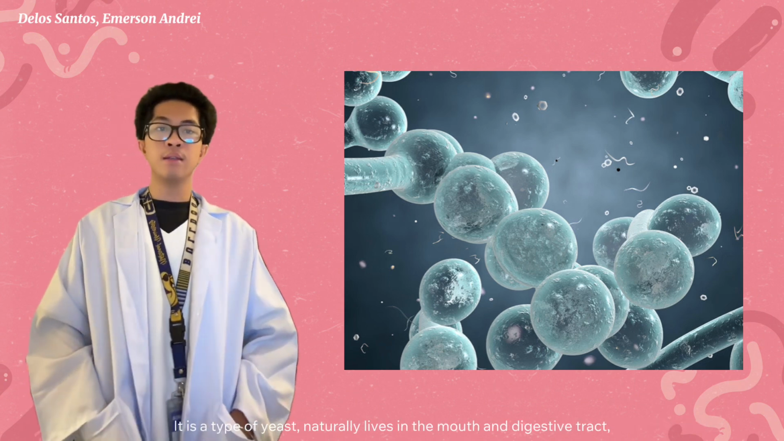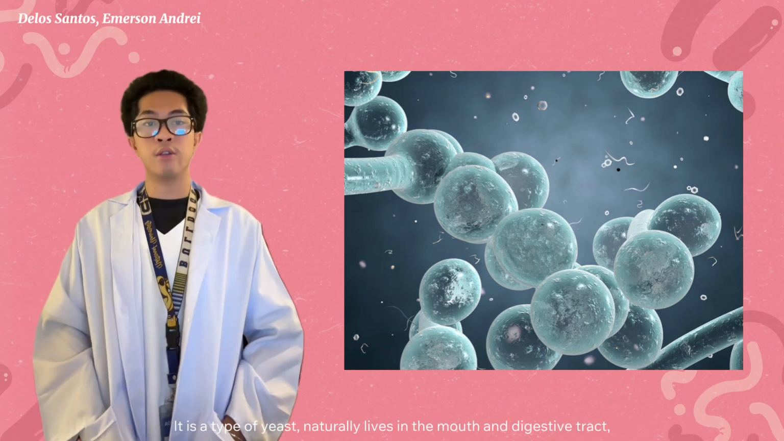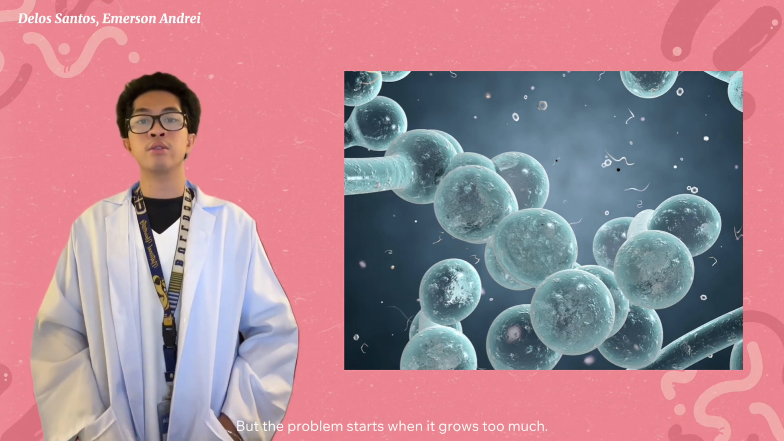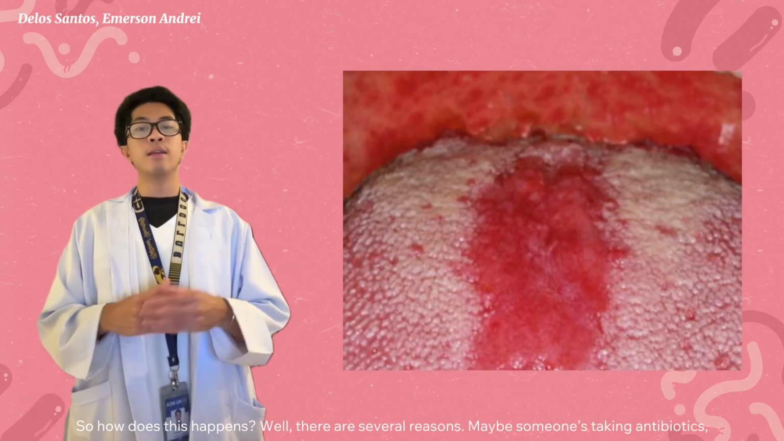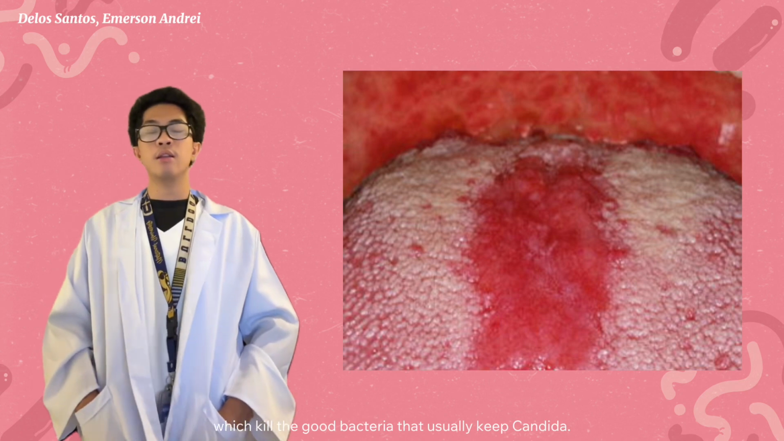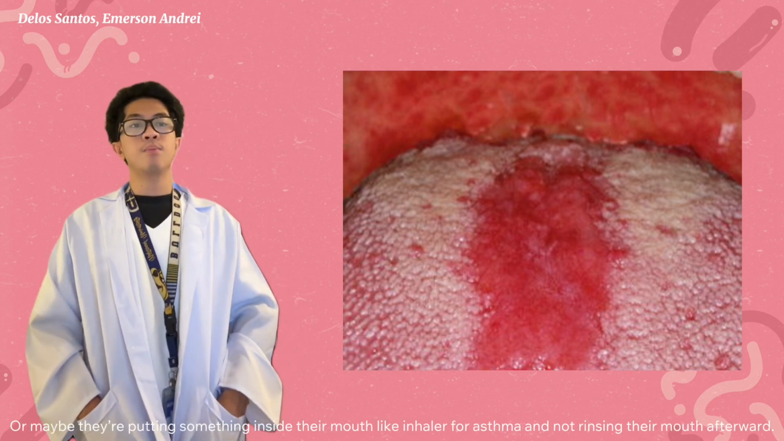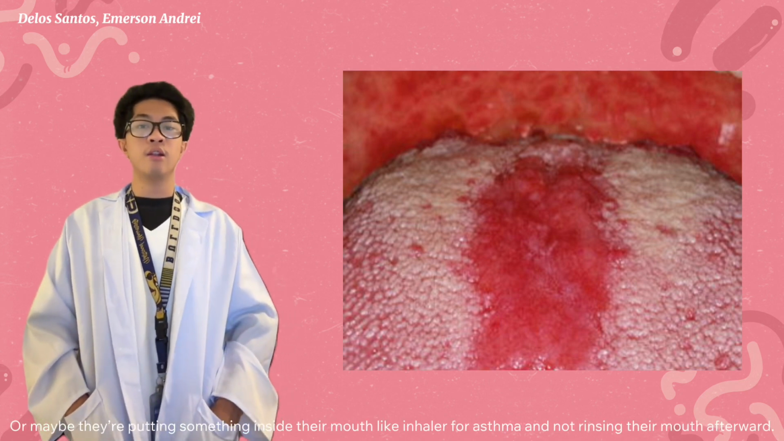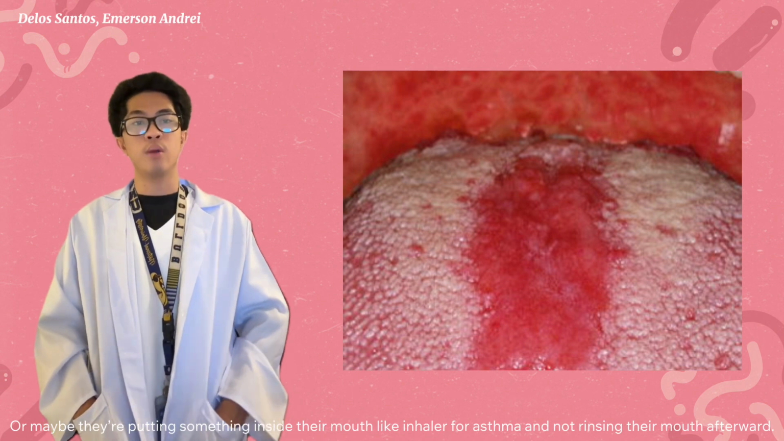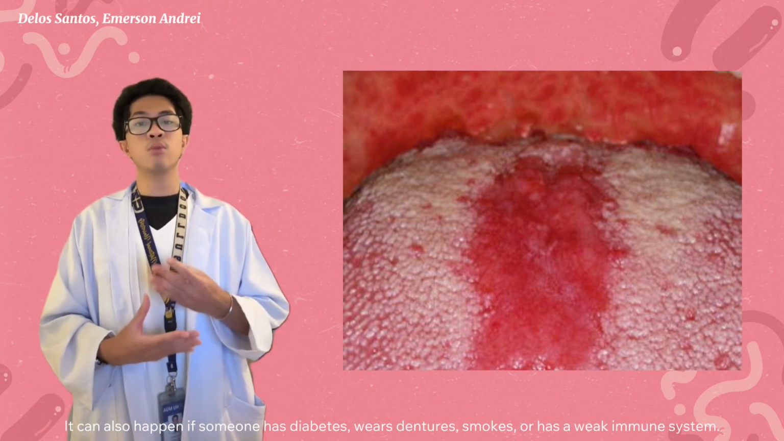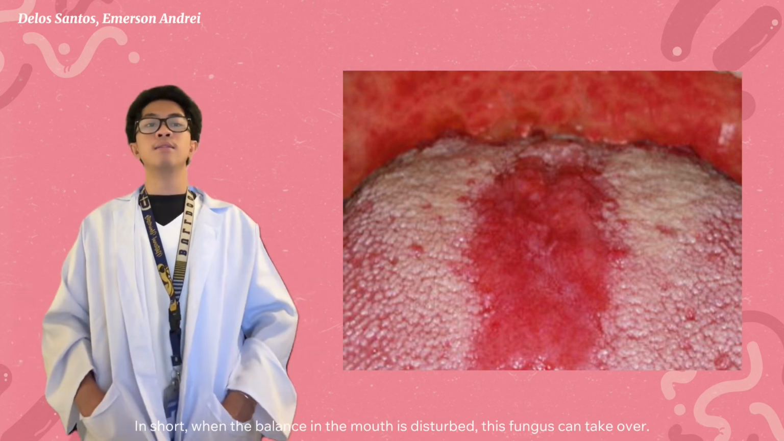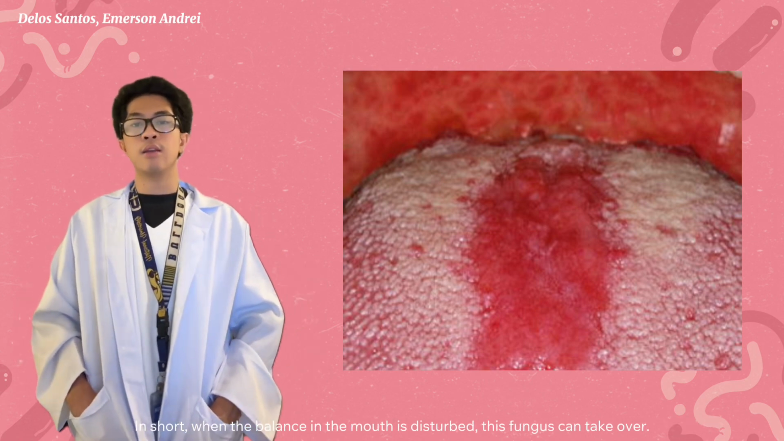It is a type of yeast that naturally lives in the mouth and digestive tract, but the problem starts when it grows too much. So how does that happen? Well, there are several reasons. Maybe someone's taking antibiotics, which kill the good bacteria that usually keep Candida in check. Or maybe they are using something inside their mouth, like an inhaler for asthma, and not rinsing their mouth afterward. It can also happen if someone has diabetes, wears dentures, smokes, or has a weak immune system. In short, when the balance in the mouth is disturbed, this fungus can take over.